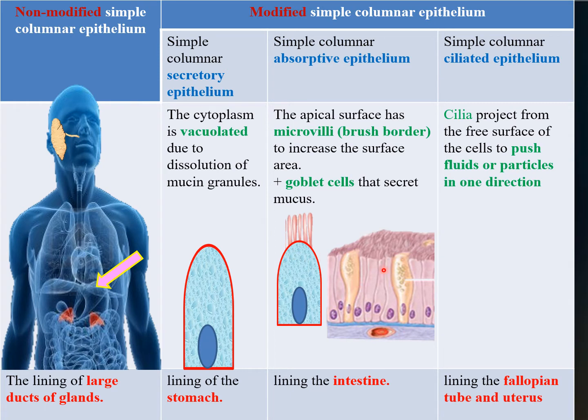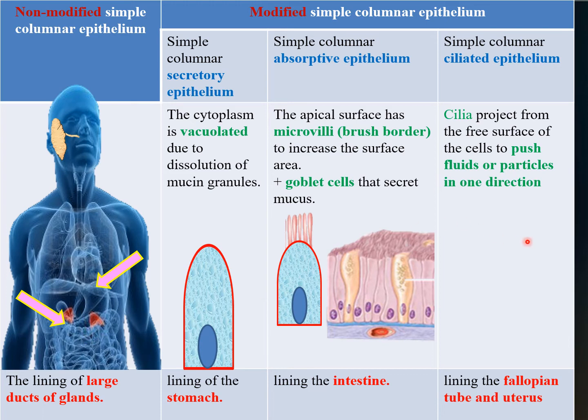So we have two or three modifications. The cytoplasm is vacuolated like the secretory epithelium. The apical border has a brush border or microvilli to increase the surface area. Also, we have goblet cells. These goblet cells will secrete mucus. It is present in the intestine.